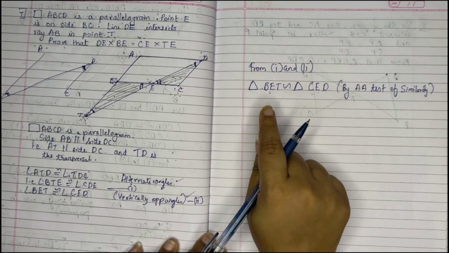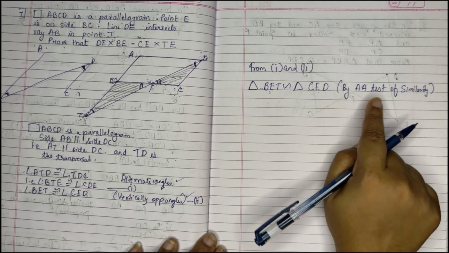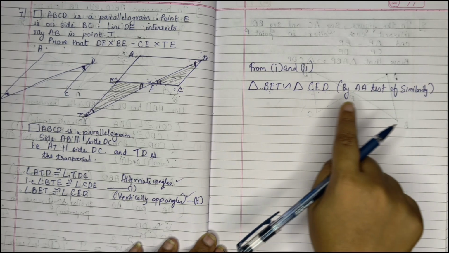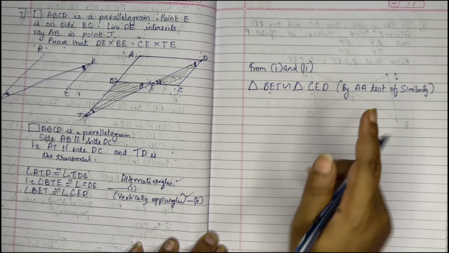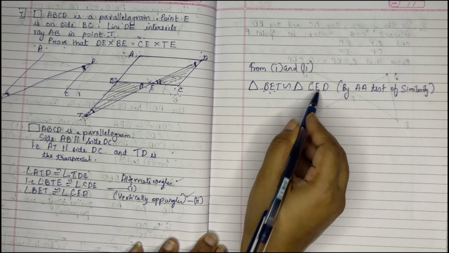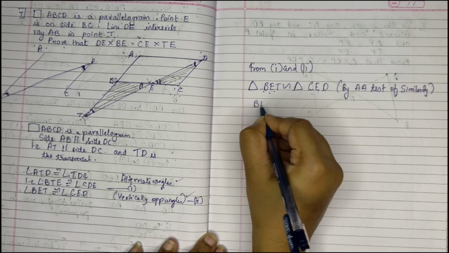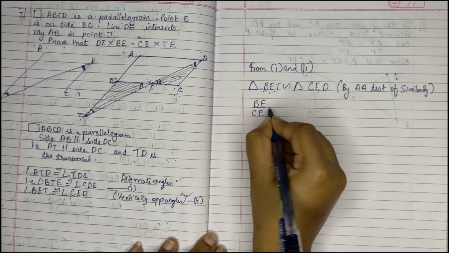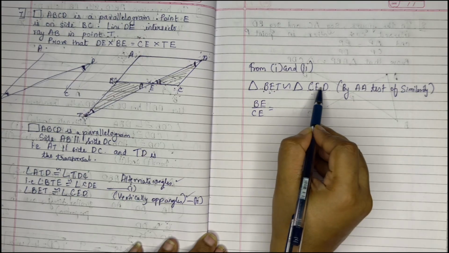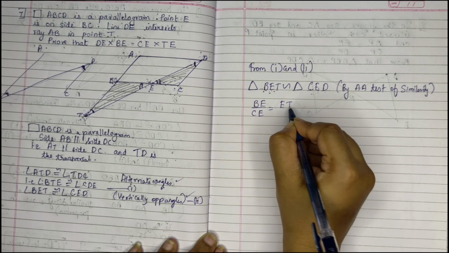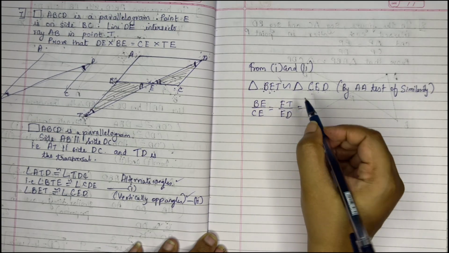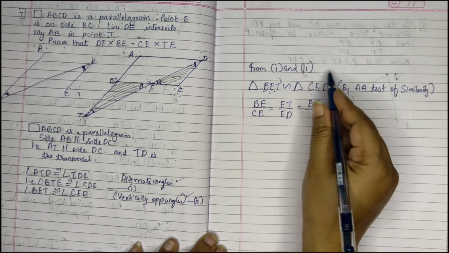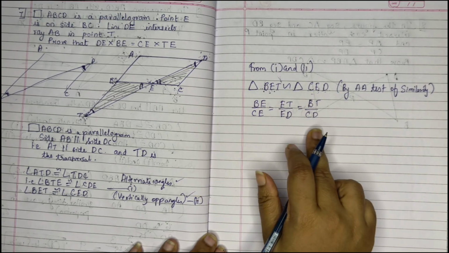Okay, the two triangles are similar by AA test of similarity. After proving that they are similar, we have to write the corresponding sides. BE upon CE is equal to ET upon ED. And then the first and last, BT upon CD. Okay, write the corresponding sides.